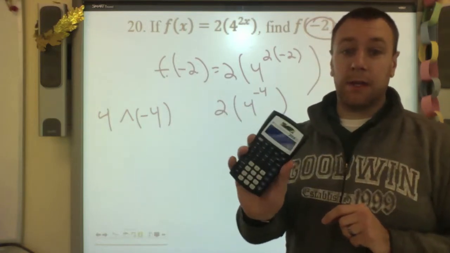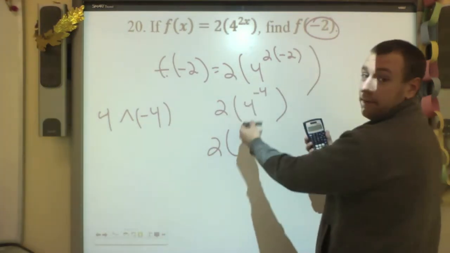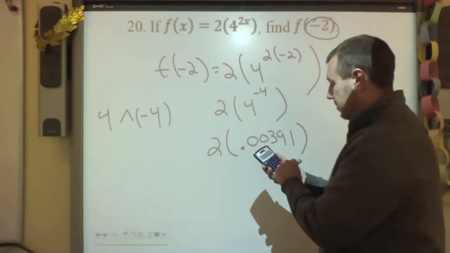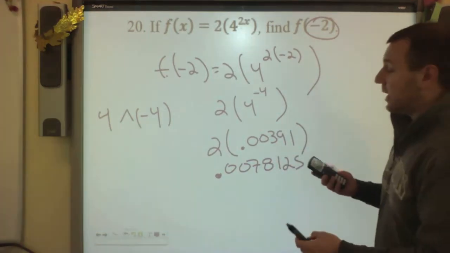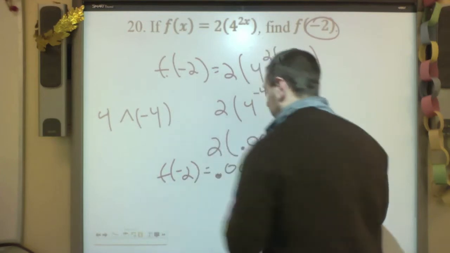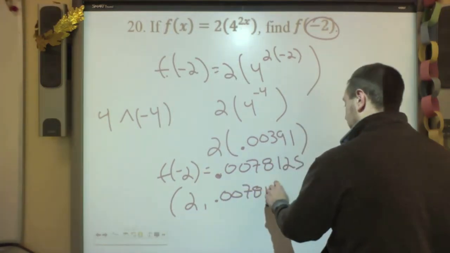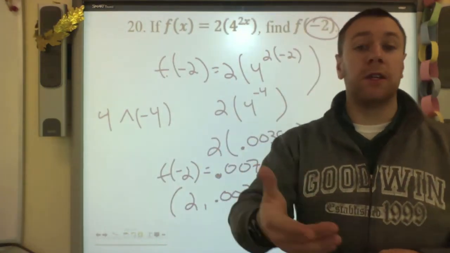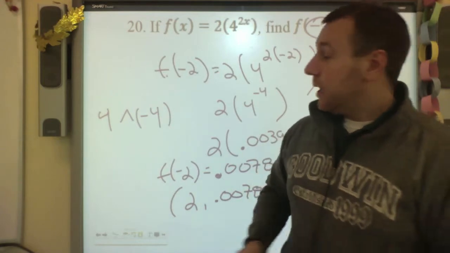And what I get is a big long decimal, because it's going to create a fraction out of this. So it's going to be 0.00391. And now I just multiply that times 2, and it's 0.0078125. So that is what my f of -2 is, or the point (-2, 0.0078125). And that's how I evaluate functions. Make sure you have a calculator, and your phone or your computer calculator will also do the same thing. You just have to make sure that you type it in the correct way. So please complete the next practice problems, and then you should be good.